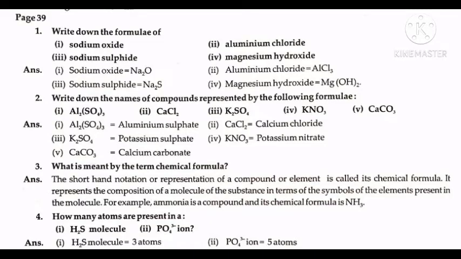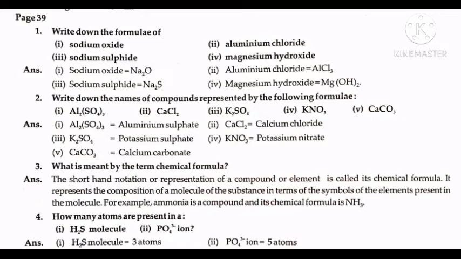Let us discuss in text questions. Page number 39. First question, write down the formulae of first one sodium oxide, second aluminum chloride, third sodium sulfide, fourth one magnesium hydroxide. Answer, sodium oxide Na2O, aluminum chloride AlCl3, sodium sulfide Na2S, magnesium hydroxide Mg(OH)2.